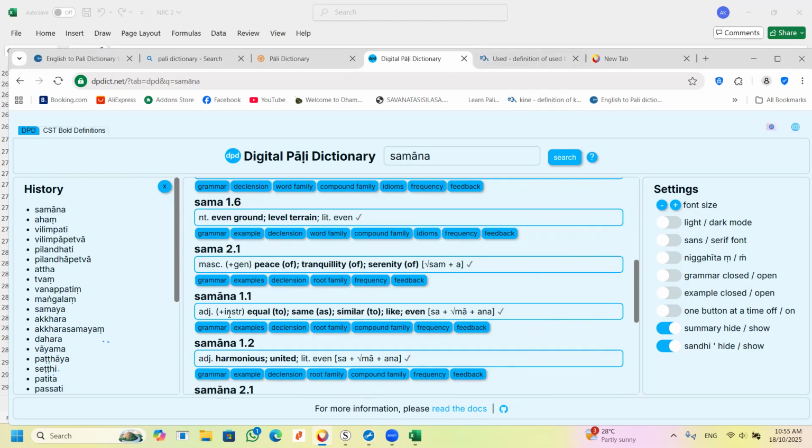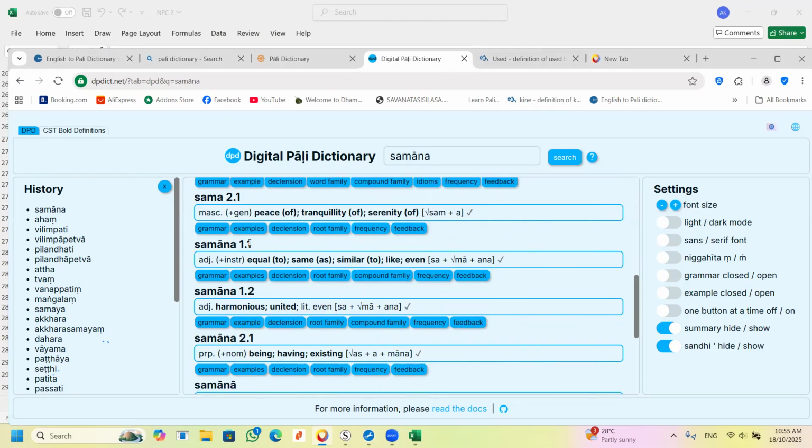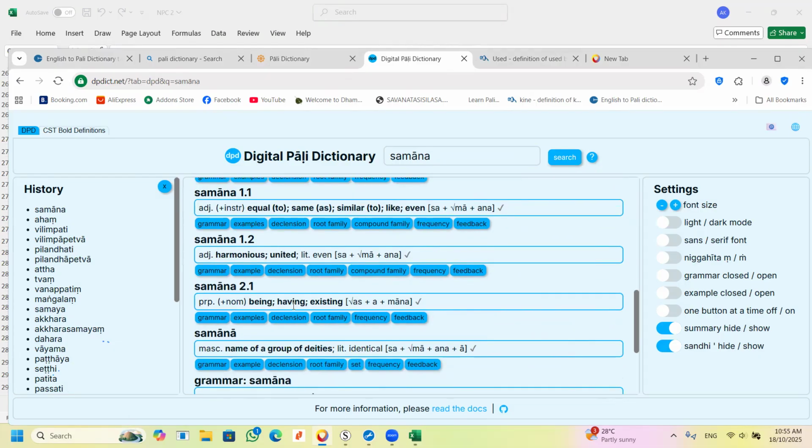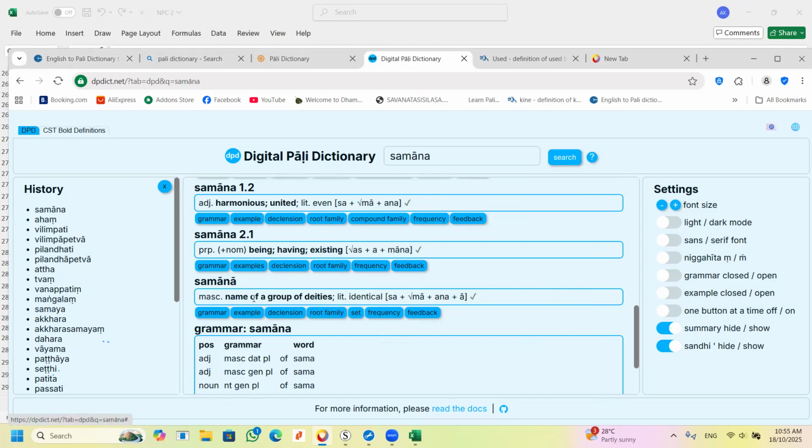Can you see the word? This is the word samana: equal to, same as, similar, like, even. And then harmonious, united. Can you see? This is definitely not going to be a present participle, being, having, no, I don't think so. And this samana, so this is the one that cannot be translated, right? Because no way this meaning can fit into this word.